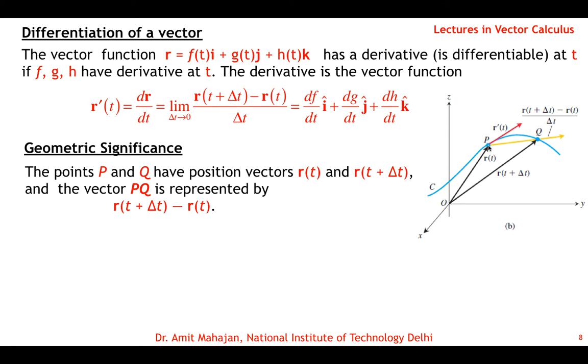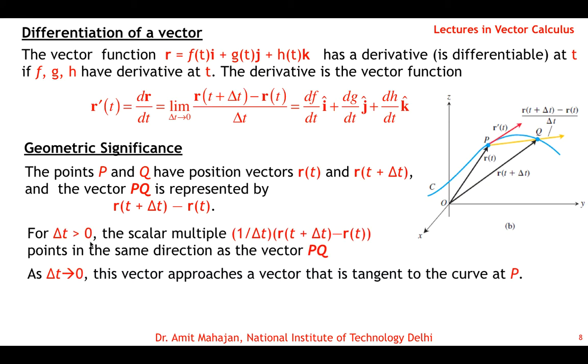So this new vector, if I multiply by delta t to this, then this new vector will be in the same direction of pq. And so if delta t limit goes to 0, if we move q towards p, this vector will become tangent at p. So that's exactly what we had in differential calculus. It is the same, extended to these vectors.